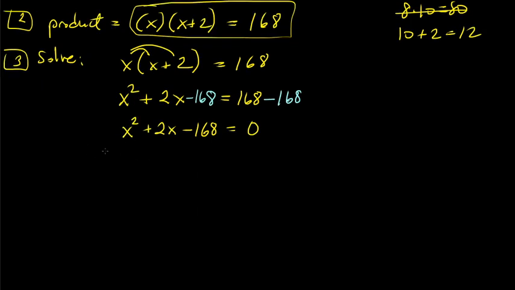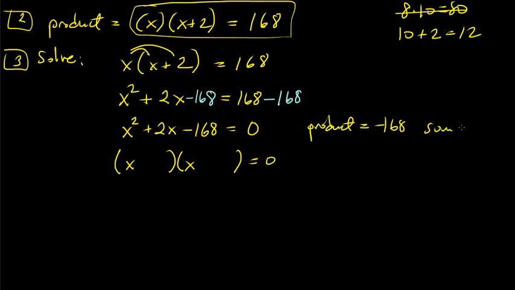So the next step, of course, is to factor. What two numbers have a product of negative 168 and a sum of positive 2? Well, if it's obvious, great. If not, let's go through the whole list here. So it's not going to be negative 1 and 168, because when you add those, you get 167, not 2.